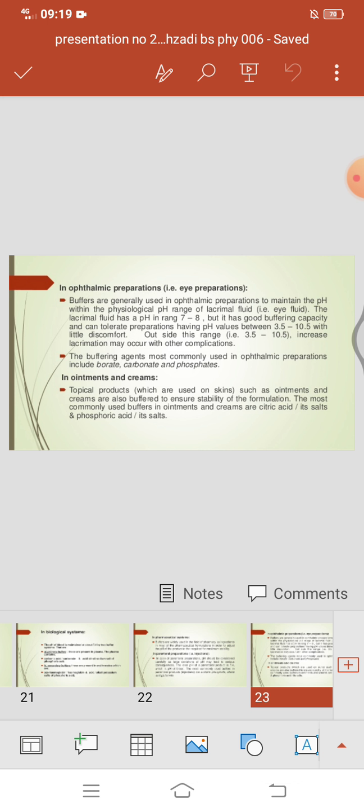In ointments and creams, topical products which are used on skin are also buffered to ensure stability of the formulation. The most commonly used buffers in ointments and creams are citric acid and its salts, and phosphoric acid and its salts.